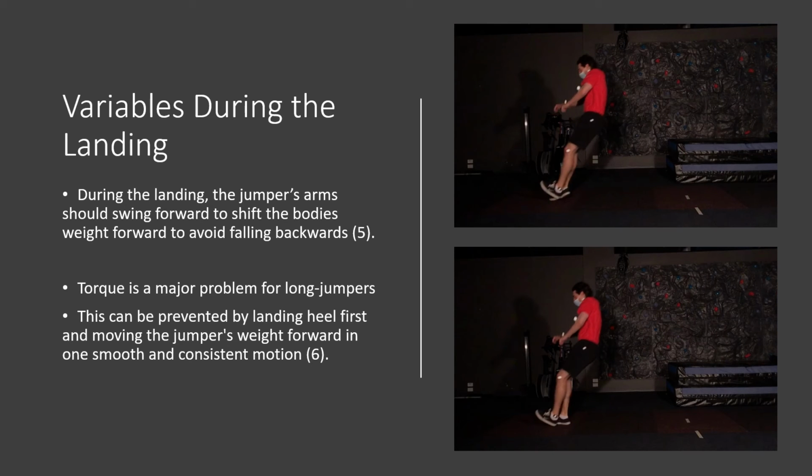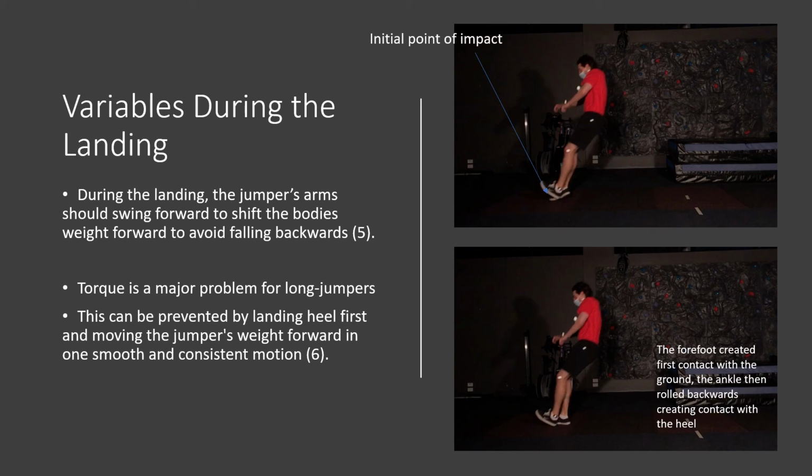Torque is a major problem for long jumpers. During the flight phase, the long jumper's body will rotate either clockwise or anti-clockwise. However, the opposite will occur when the jumper lands. This is the result of torque. This results in them usually descending backwards, which will decrease the total amount of jumping distance achieved for that jump. To counter this, the jumper must land heel first and then swing their arms forward and then slowly make contact with the rest of the foot in a forwards motion.